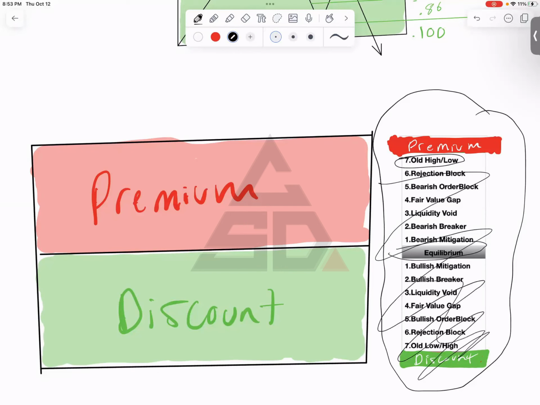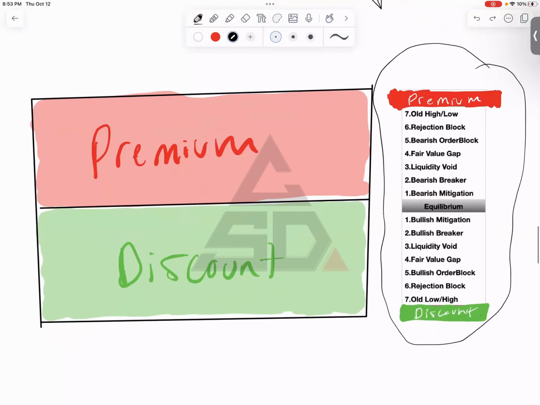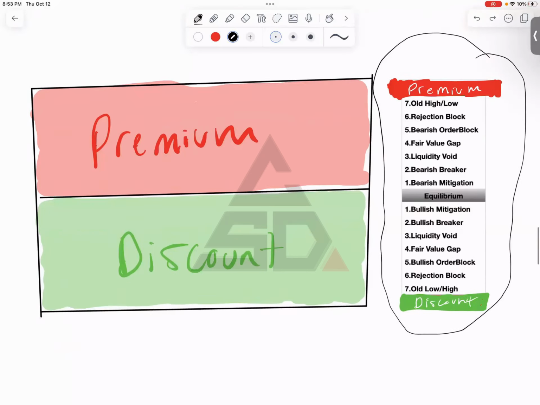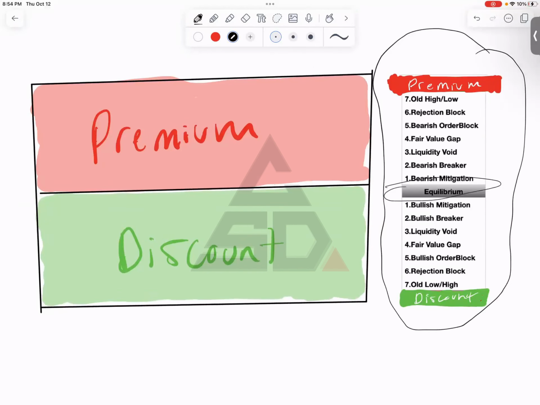Just understand that this is a small representation of how you would read a range if you do see a fair value gap or a bullish breaker. But this is not important, if you ask me, because it's very subjective. All it signifies is the range breakdown. As you can see, the equilibrium will be in the middle, and you've got different concepts like that.